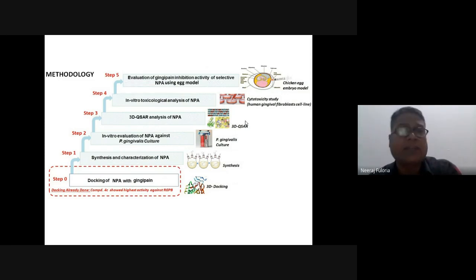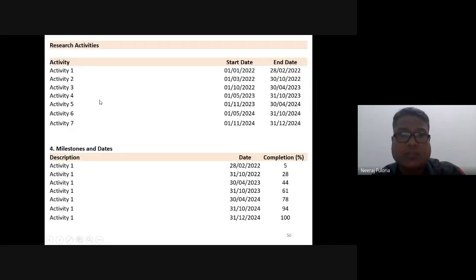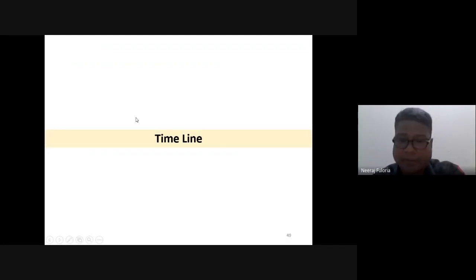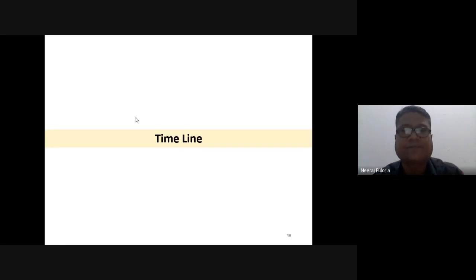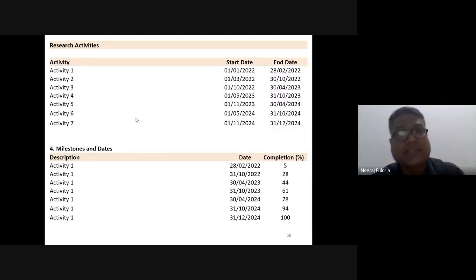Then comes the timeline, what I told. So what are the research activities you will be doing? What will be the starting date? What will be the end date? Likewise, your objective 1, objective 2, objective 3, likewise your activity 1, activity 2, activity 3, because what you have in the material and methods, in the methodology part, you are explaining all these. So you will write a start date and an end date.